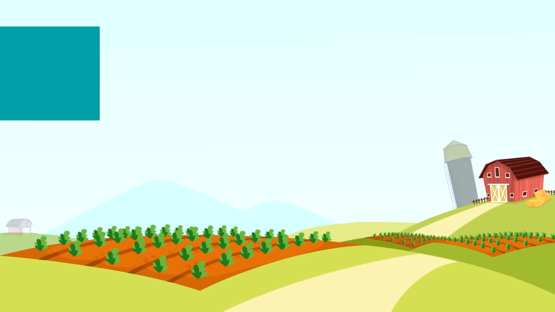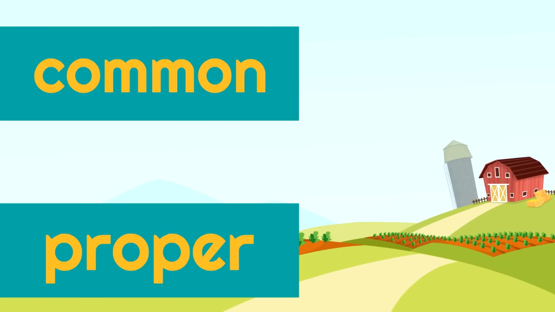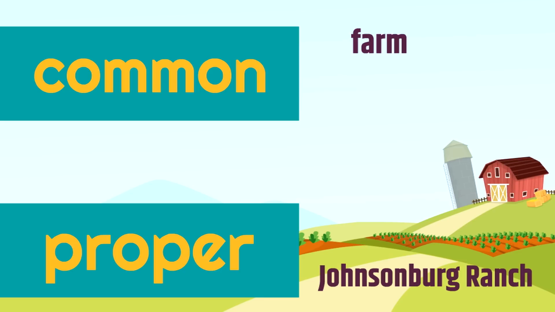Let's look at two more examples. Okay, this is a picture of a farm. Farm is the common noun, and notice it's got a lowercase letter. It's the type of thing that this is. Now, the name of the farm is Johnsonburg Ranch. So that's the proper noun. It's the specific farm that it is. Johnsonburg Ranch, and notice how it's capitalized because it's a proper noun. It's the specific thing that it is.